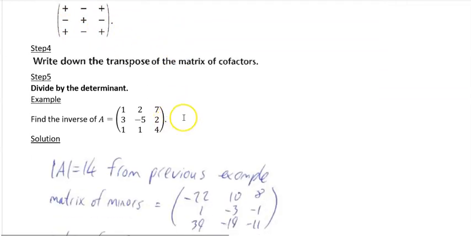Step 4 is the easiest of all of them. You write down the transpose of the matrix of cofactors. The transpose, remember, is you change the rows to columns and vice versa. And step 5 is divide by the determinant. That was our first thing that we did, we had to find the determinant, but we now have to divide by that. So just do 1 over your determinant.